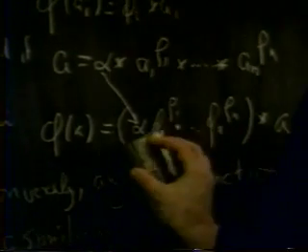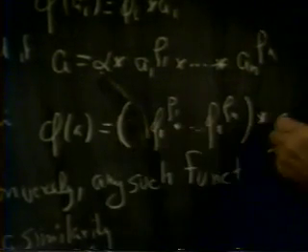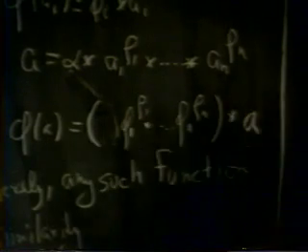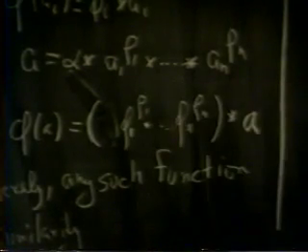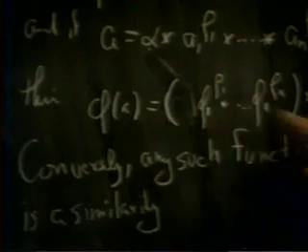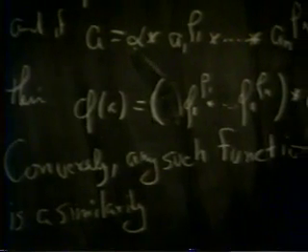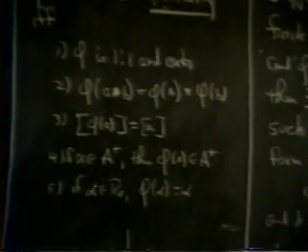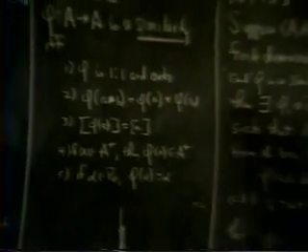I'm sorry, I've made a mistake here. This alpha does not belong here because that's already included in the A here, so that you're just changing the A by the effect of the units. That was a mistake. Conversely, any function that I construct in this fashion is a similarity. It meets these conditions over here of the definition of a similarity, so that it appears to capture very nicely the idea of change of units.